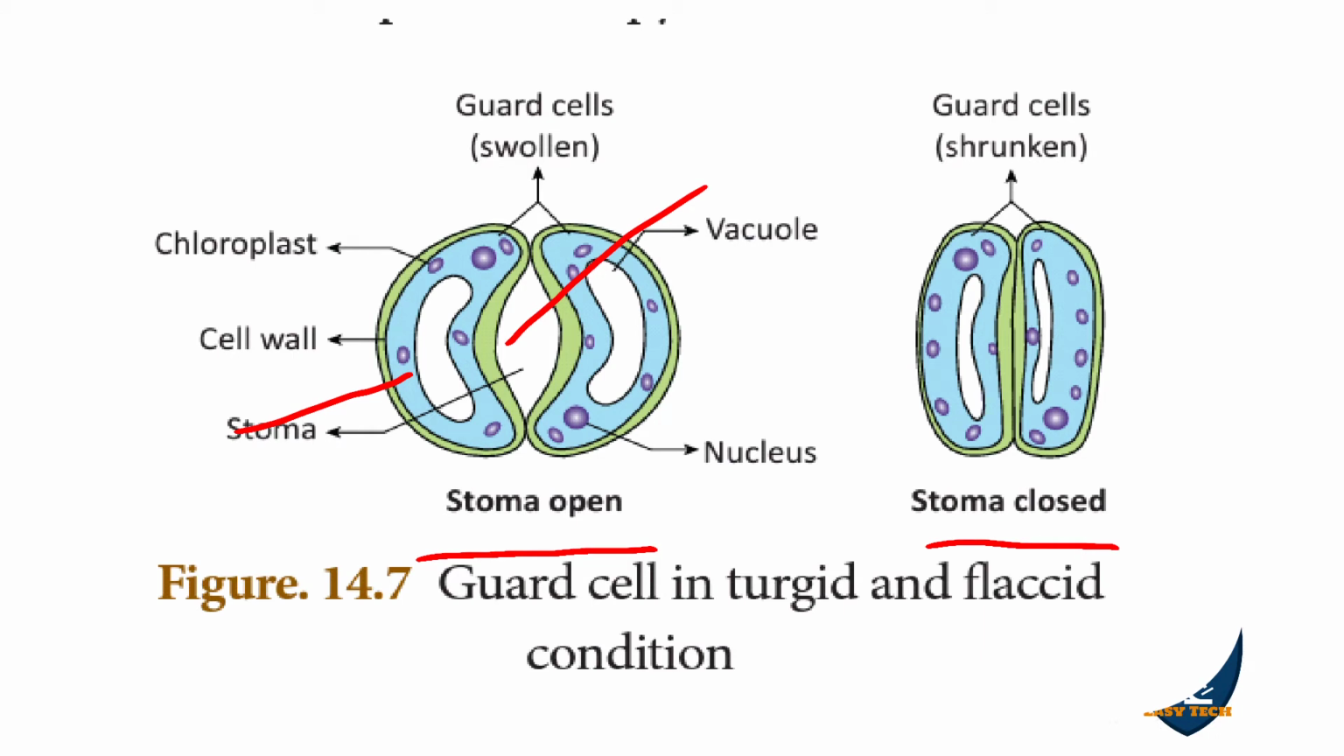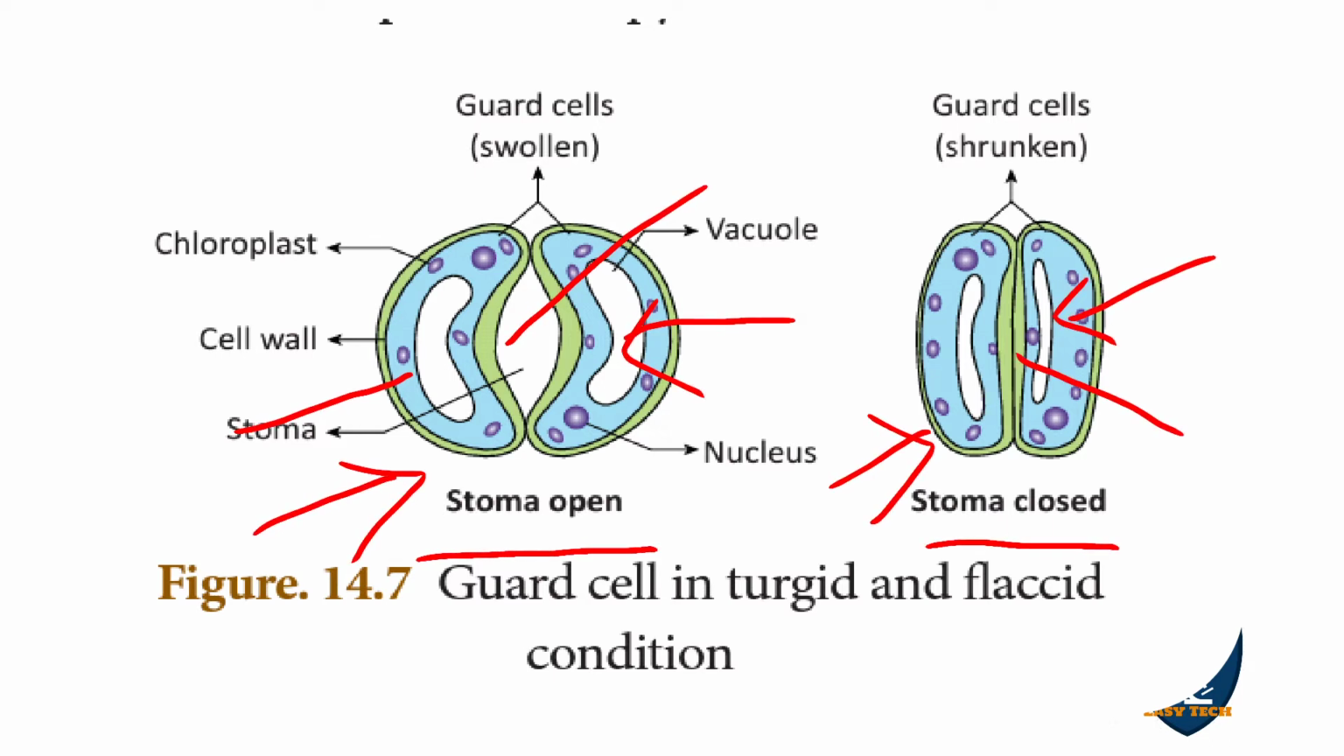When the stomata opens, the guard cells are turgid. When the stomata closes, the guard cells are flaccid. Turgid means the water in the guard cells is high, so water enters. During the daytime, the guard cells are turgid and, due to that turgidity, the stomata opens. In the night time, the guard cells become flaccid, so you cannot see the opening.